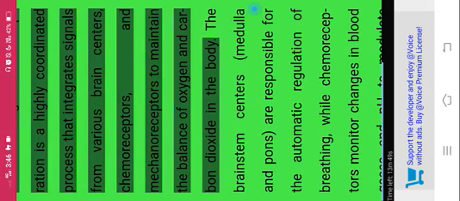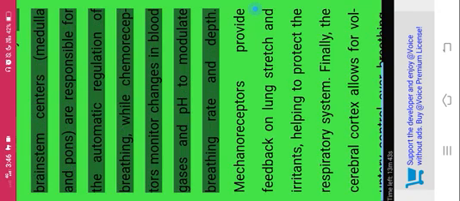Summary. The neural regulation of respiration is a highly coordinated process that integrates signals from various brain centers, chemoreceptors, and mechanoreceptors to maintain the balance of oxygen and carbon dioxide in the body. The brainstem centers, medulla and pons, are responsible for the automatic regulation of breathing, while chemoreceptors monitor changes in blood gases and pH to modulate breathing rate and depth.